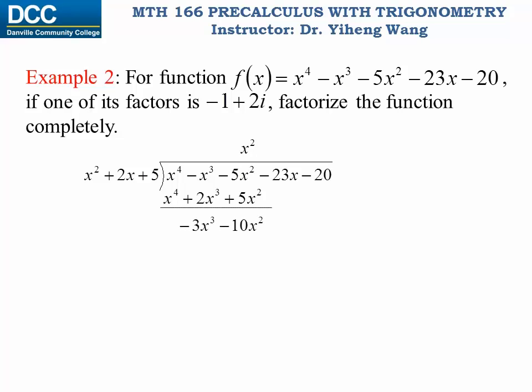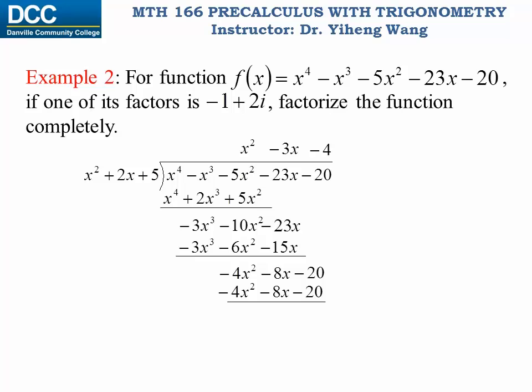Don't forget, for long division, you do subtraction. And the remainder is 0. Again, this is what we wanted to see, which means that this original function equals x squared plus 2x plus 5 multiplied by another quadratic factor, x squared minus 3x minus 4, which can be further factorized.